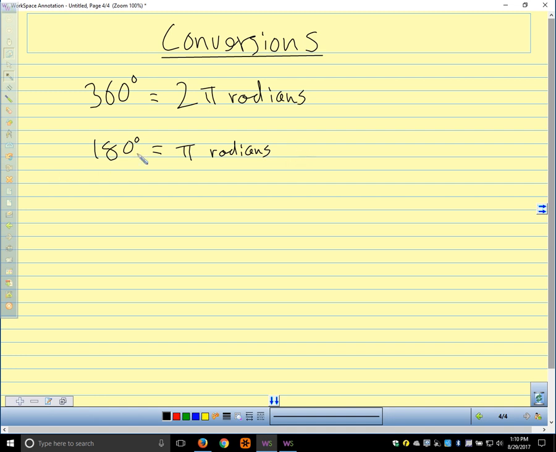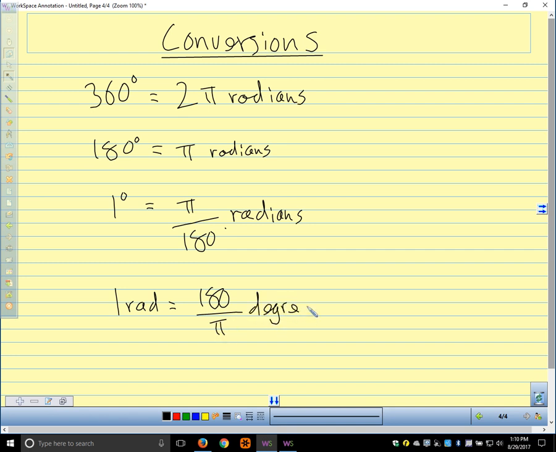If we divide both sides of this equation by 180, I get 1 degree equals pi over 180 radians. And if I divide both sides by pi, I get 1 radian, I'm just going to say rad, equals 180 over pi degrees. And I'm going to put the degree here and the degree here. This is going to be our conversion from degrees to radians.